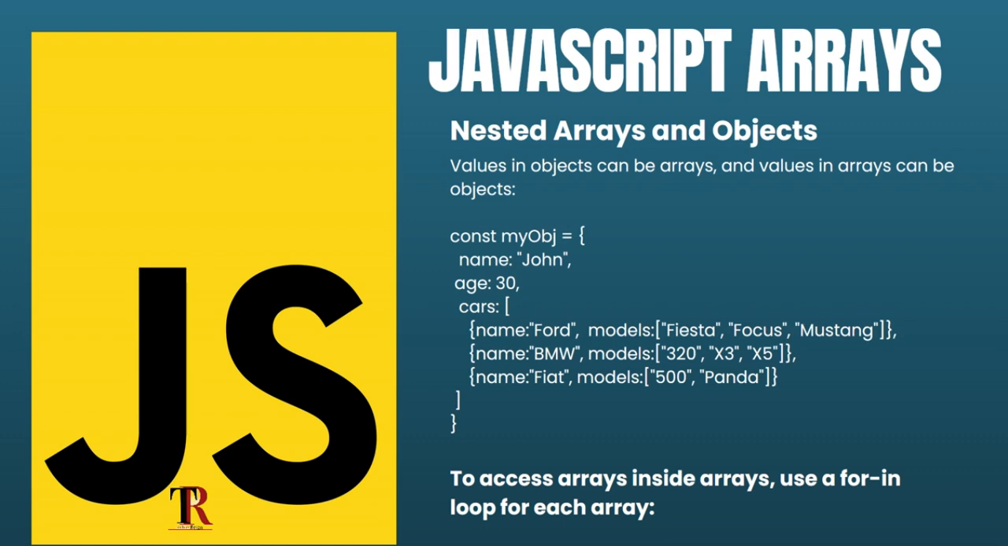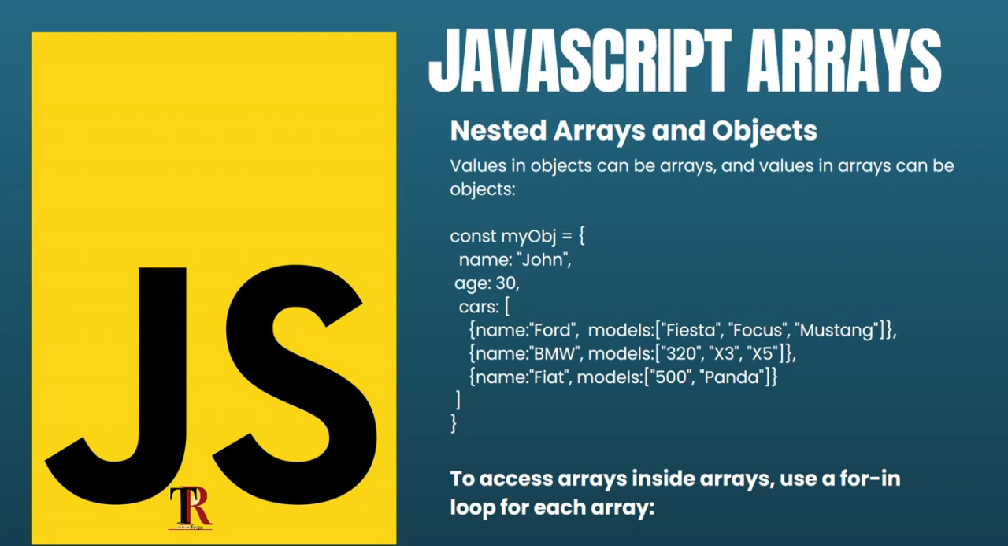So this now takes us to another concept about arrays, which is nested arrays and objects. We've talked about the fact that an array can contain different types of data, numbers, strings. It can even contain other arrays as well as objects, due to its heterogeneous nature. So we are now going to look at how arrays and objects can be nested. Values in objects can be arrays and values in arrays can be objects.